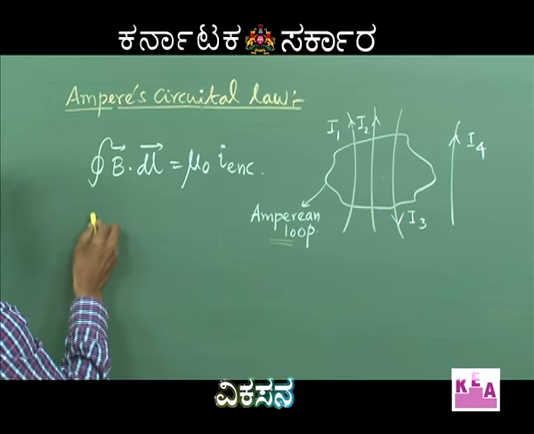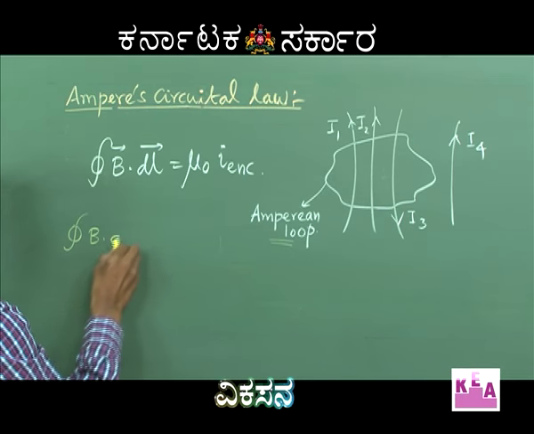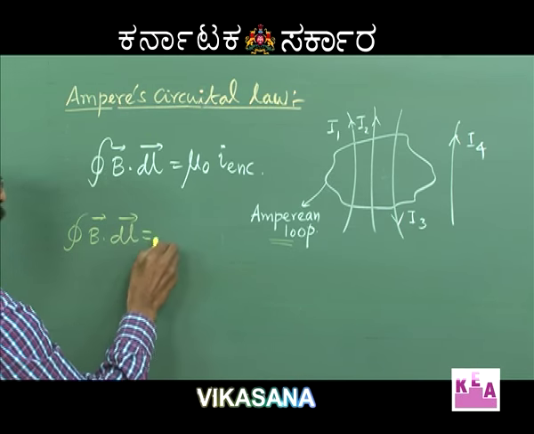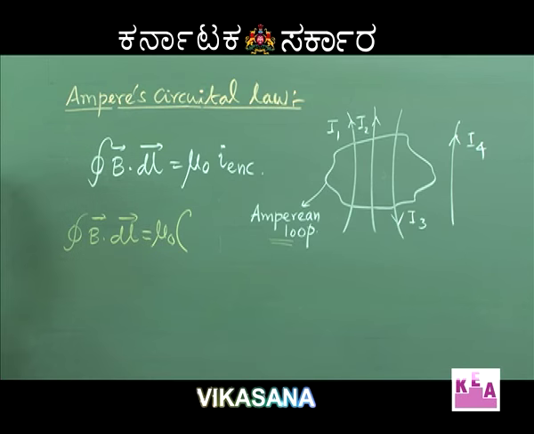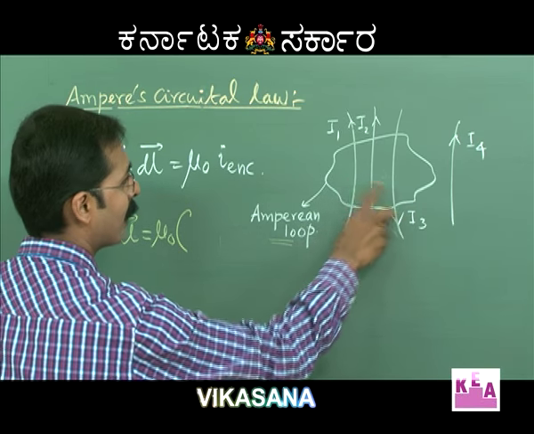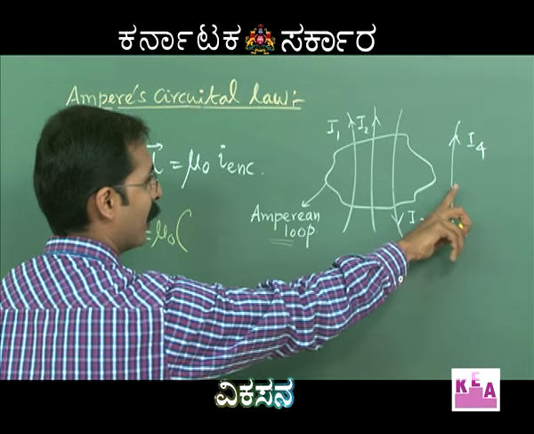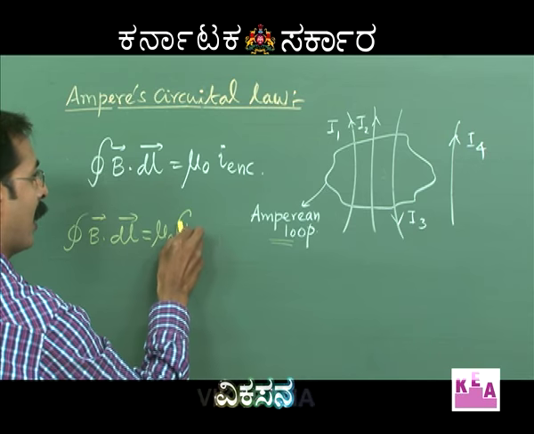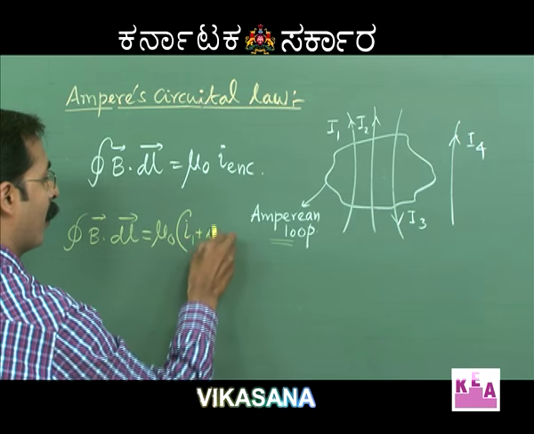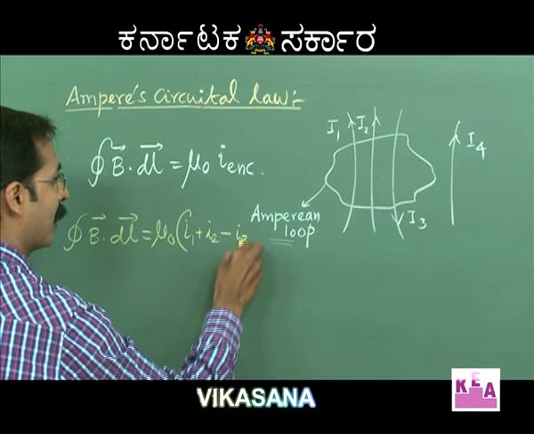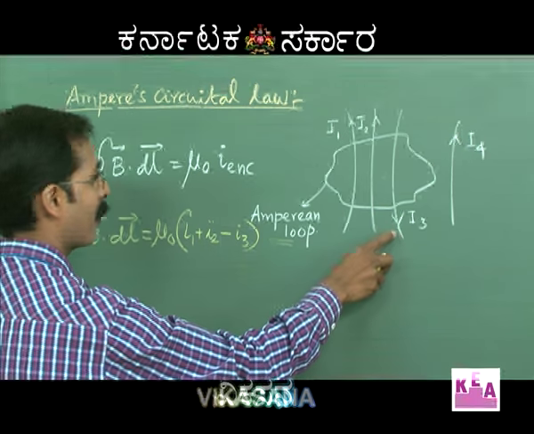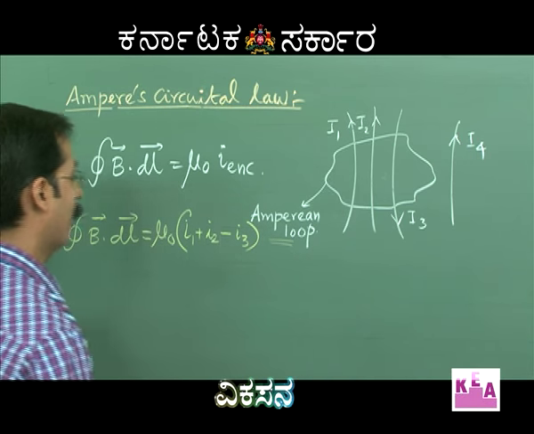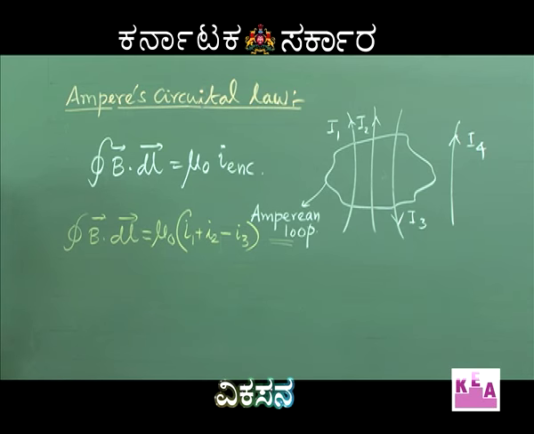According to Ampere circuital law, the closed line integral of B dot dl is equal to mu naught I enclosed within the loop. There are three currents enclosed within the loop. I4 is outside, so it is not counted as enclosed current. These three are enclosed currents. I write I1 plus I2 minus I3, minus I3 because that is in the opposite direction. This is how we use Ampere circuital law.